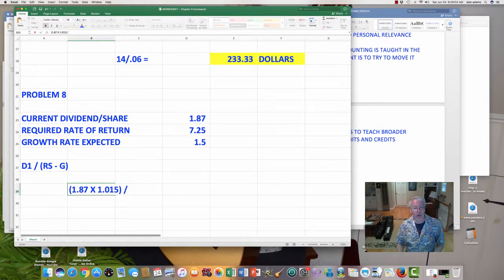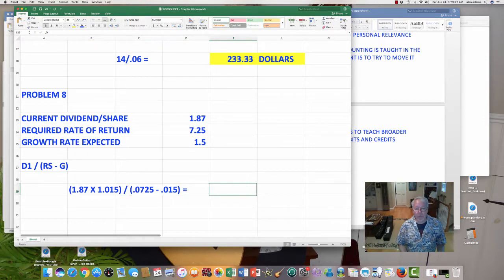We're going to take that result. That's now going to give you D sub 1, because $1.87 is D sub 0. You want D sub 1 1 year from now. We know what that number is going to be. Now the denominator, we're going to take the difference between the required rate of return, which is 0.0725, and the growth rate, which is 0.015. I think I have all that right. Okay, so let's see what we get.